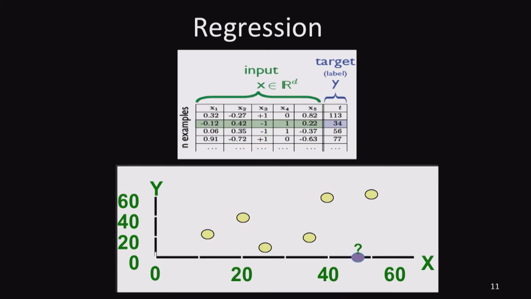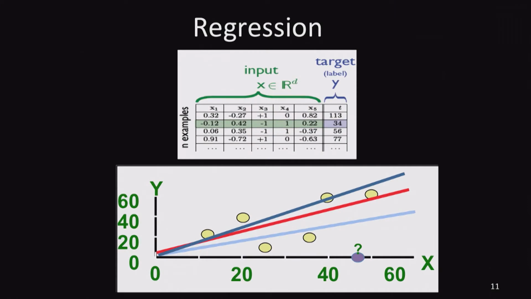A regression problem is very similar to a classification problem. There is a common set of algorithms that you can use for classification and regression. The only difference is your target is no longer categories or labels. Your target is numerical values. Okay? So you take those numerical values.